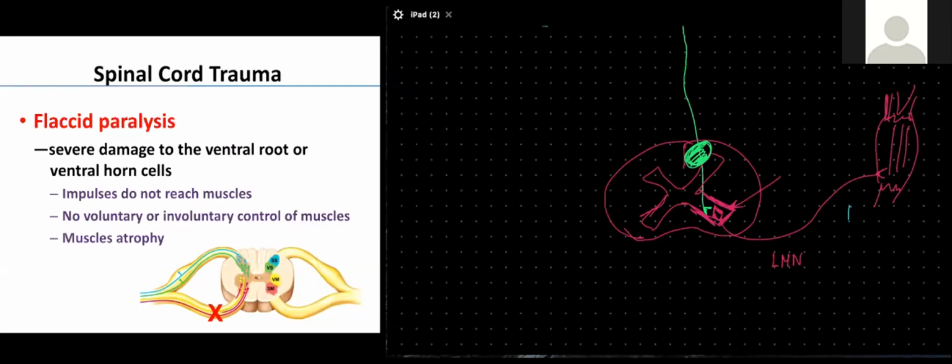If you tap with a hammer on the biceps, stretching the biceps, once the biceps got stretched, receptors within the biceps will send out signals to the spinal cord that cause the innervation of the lower motor neuron, causing the muscle to contract. So it's a reflex. You did not decide to contract the muscle.